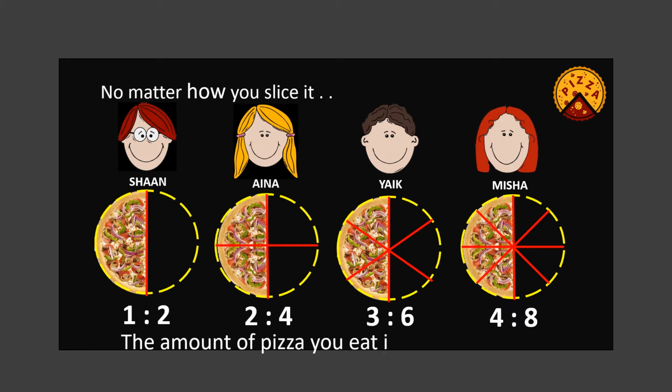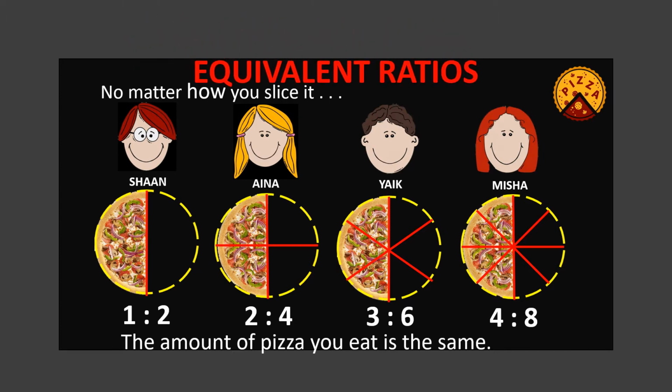Yes. No matter how you slice it, the amount of pizza you eat is the same. So, even though the ratios are different, it represents the same relation. As you all can see, the amount of pizza they ate is the same. They ate 1/2 of the pizza, which means even though the ratios are different in numbers, they are the same or equal. Therefore, all these are equivalent ratios. This is our topic for today.